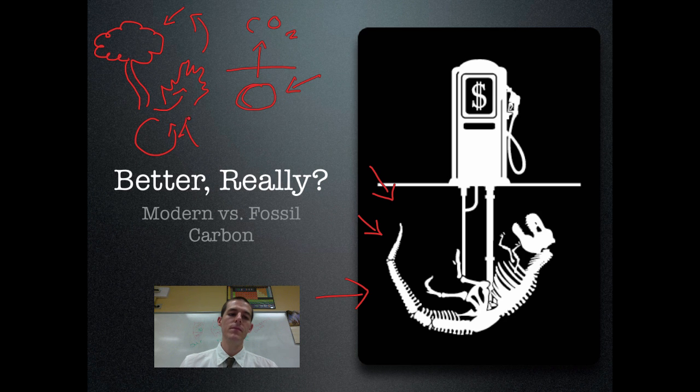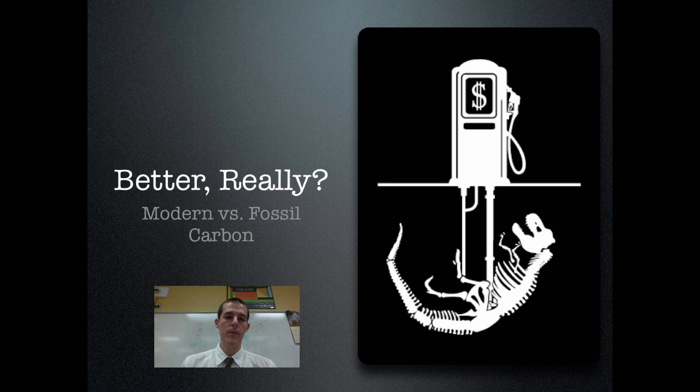So this is fossil carbon right here. This is modern carbon. As we're talking about our biomass fuels, most people will point to this idea to say that biomass fuels are better because they're carbon neutral. They run that carbon in a cycle rather than pulling carbon up out of the ground to burn it.